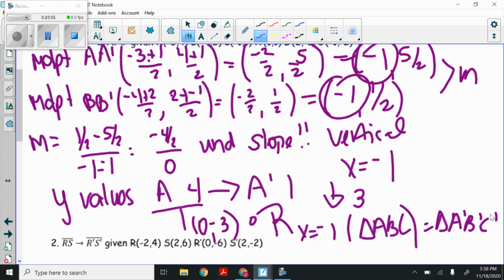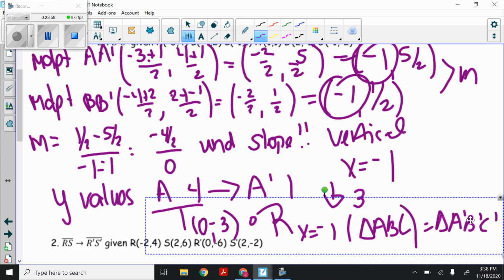So this is our notes on how to find a glide reflection, classifying rigid motions.